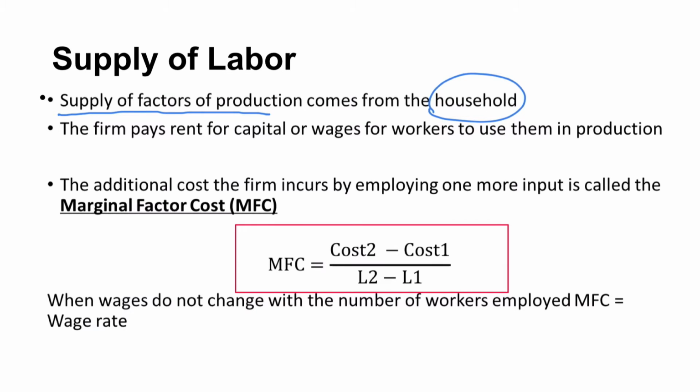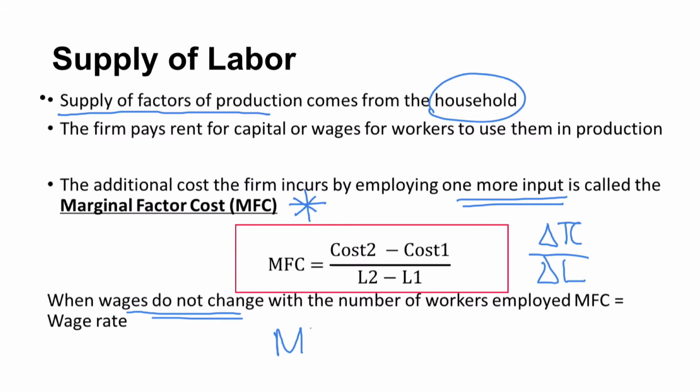So let's see how we can determine the supply of labor. The additional cost that the firm incurs to employ one more unit is called the marginal factor cost. So this reflects the change in the total cost associated with hiring one additional worker. So when wages don't change with the number of workers employed, the marginal factor cost, or the additional cost associated with one more worker, is going to be equal to the wage rate.